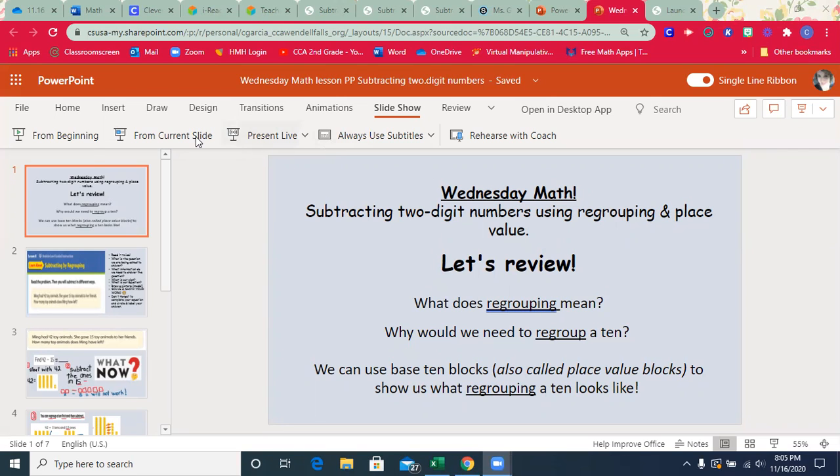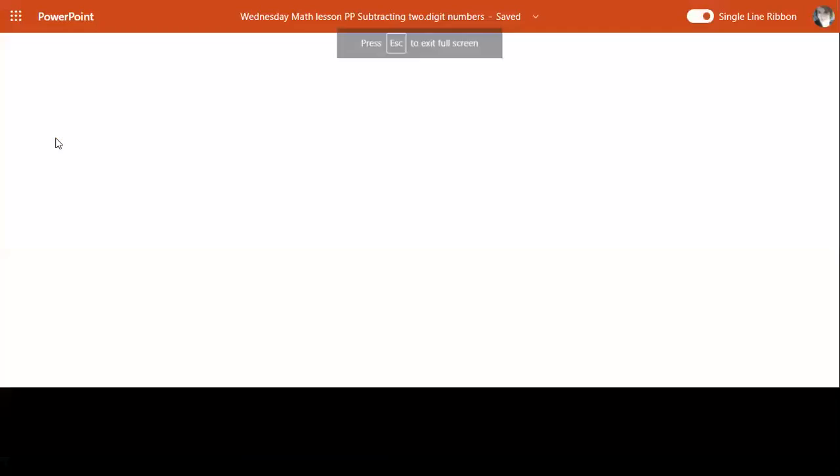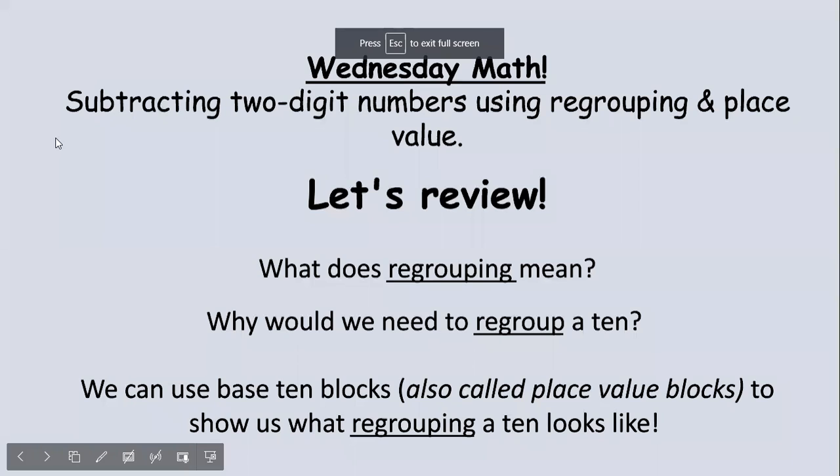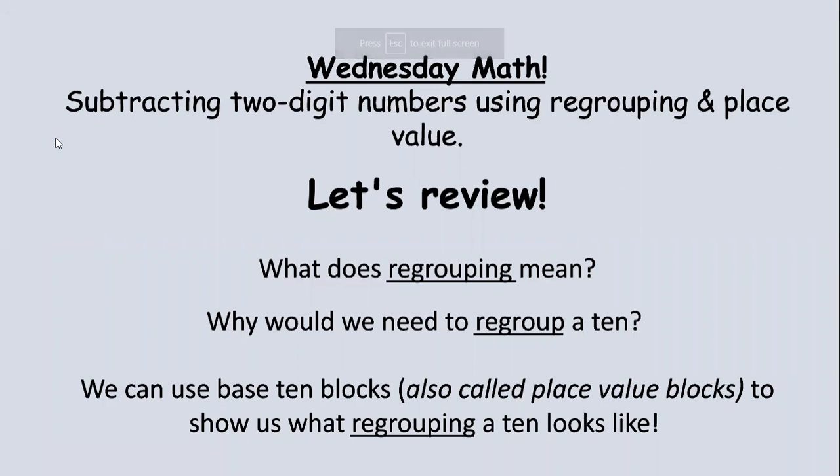Good morning, second graders. We are going to continue talking about subtracting two-digit numbers. Today, we are going to use regrouping and place value. So let's review. What does regrouping mean? What does it mean? And why would we even need to regroup a 10?